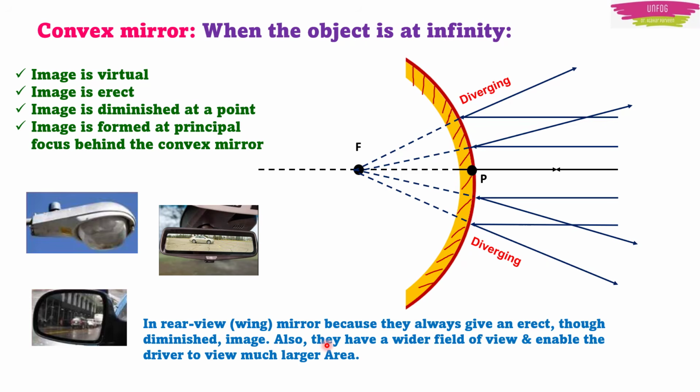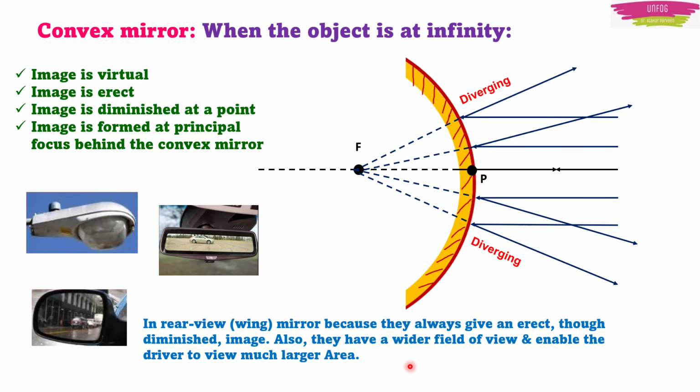Because of this property of a convex mirror, that it diverges light, it also has a few applications, such as being used in street lights. They are used as rear view mirrors, because they always give an erect image, though it is diminished. Also, they give you a wider field of view and enable the driver to view a much larger area. So these can be your 2 marks questions, the applications of concave and convex mirrors. So please do make notes on this.